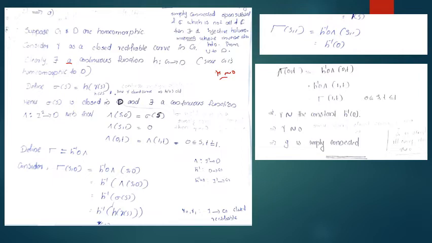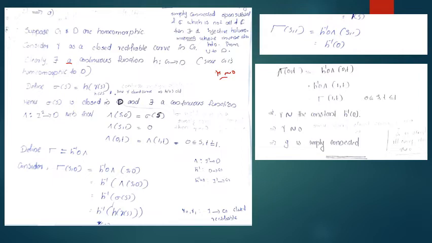The gamma is a closed curve, H is a continuous function, and the continuous image of a closed set is closed. So we can say that this sigma of S is closed, and this is a closed curve in D. D is not a whole plane, that is a result. We need to prove that G is simply connected, for any closed rectifiable curve inside it.